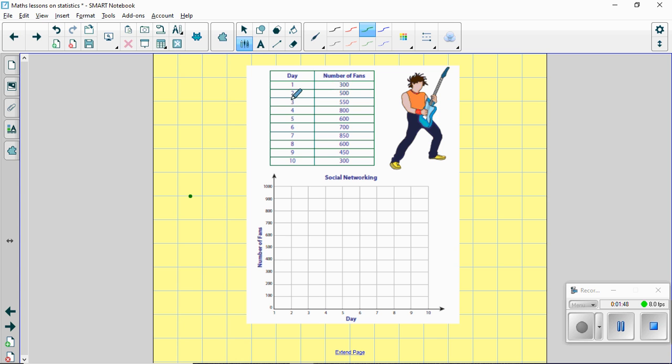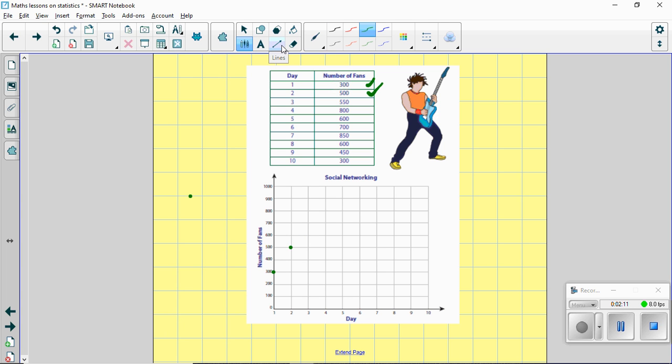So let's get plotting, let's have a look. So on day one, he had 300 fans. So day one, it's not there, so that's 2, it's right here, so you have to do it right on the line. Day one, 300, plot. And I'll put a tick off so you know where you're up to. Day 2, 500 fans. Let's go up to 500. Day 2.